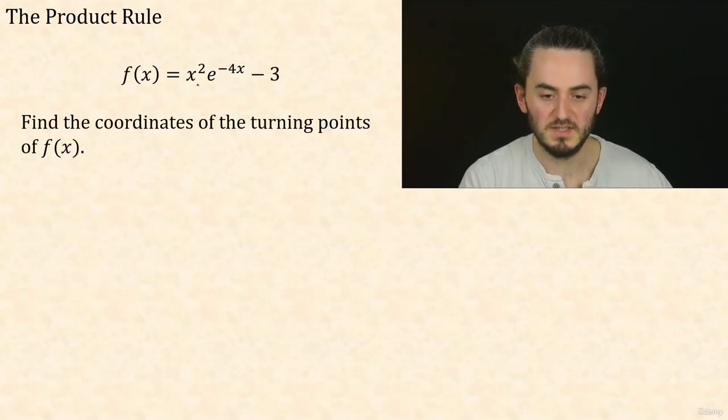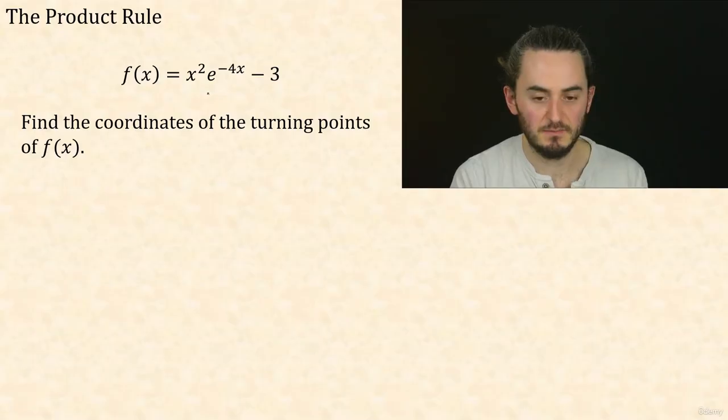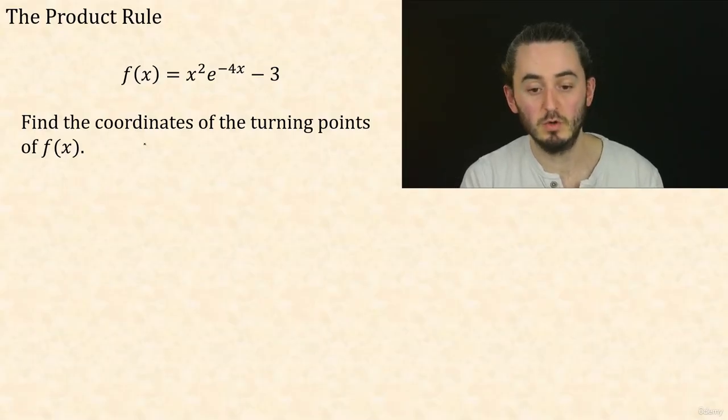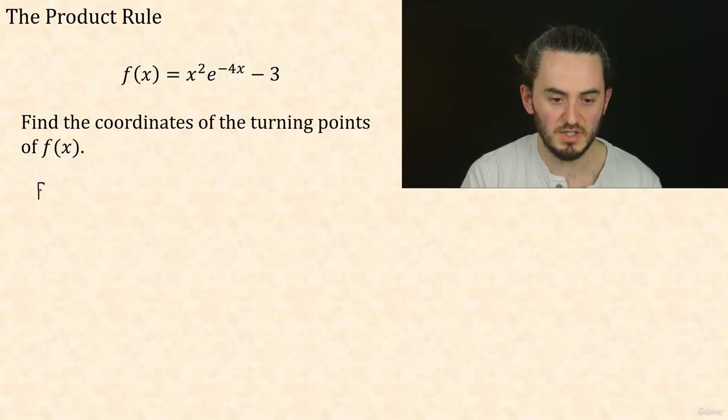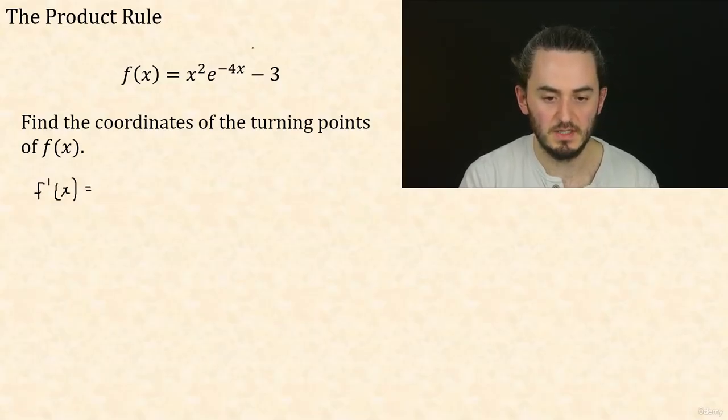Okay, so f of x is x squared e to the negative 4x minus 3. Can we find the coordinates of the turning points of f of x? So let's differentiate it and set it equal to 0. So the derivative is, well, let's think our way through this. Here's my first function, here's my second. So differentiate the first, but not the second.